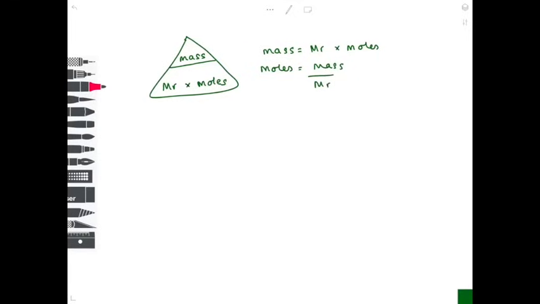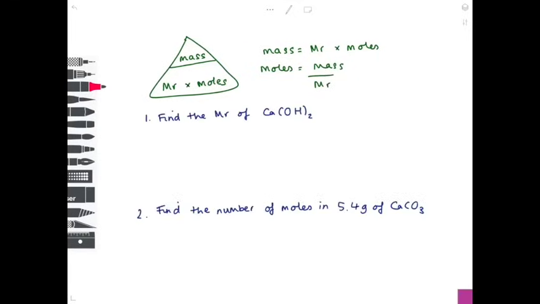So let's get started and have a look at some examples. So first of all, we're just finding the Mr of calcium hydroxide, and that's just a matter of looking up the various masses in the periodic table. It tends to be the top number and adding them all together. So if we have a look, we see calcium is 40, oxygen is 16, but we have to times it by 2 due to this small 2 here. And then we add hydrogen, which is 1, and again times it by 2. Pop that into your calculator.